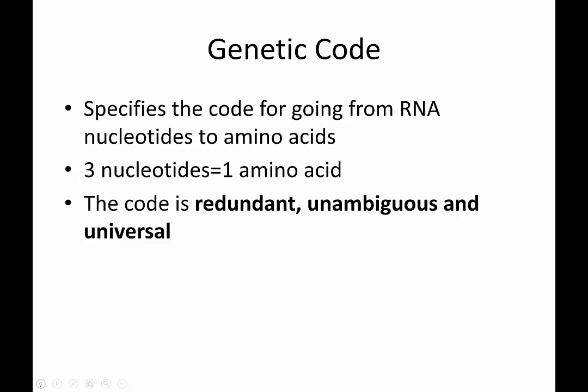So we've talked a little bit about this already. This is the genetic code. We talked about codons and how they specify certain amino acids. So the genetic code actually determines how we go from nucleotides to amino acids. The code is redundant, unambiguous, and universal. So actually almost all of life uses the same genetic code.